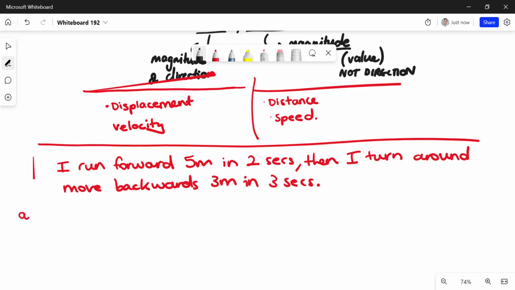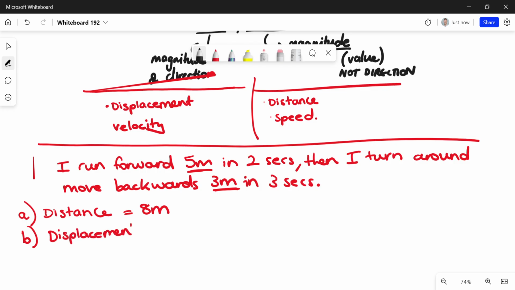So for example, if you are asked in a question, what is the distance that you have traveled? Well, because we're not interested in direction for distance, we are literally just being asked, how far have you actually gone? And the answer to that question is to say, well, I've moved 5 meters and then 3 meters, which means I've moved a total of 8 meters. We do not care what direction you've moved that 8 meters in, so therefore that is the distance because the direction is not important.